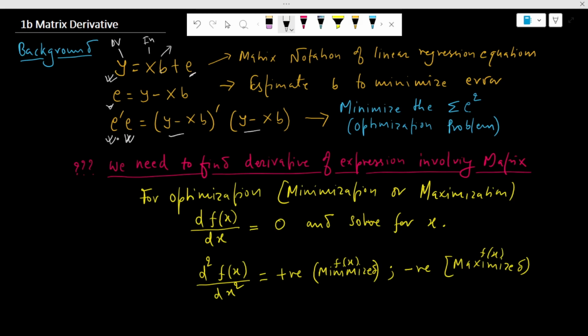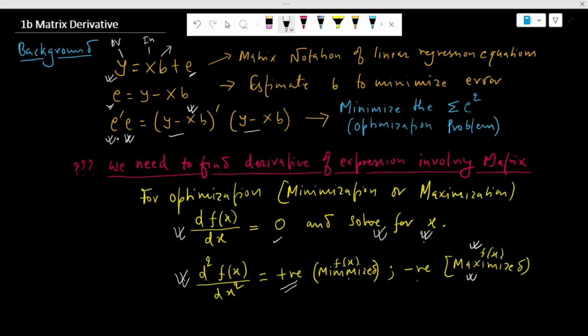And for the optimization problem, in this particular case minimization of the sum of the square of the errors, we need to follow these procedures. First of all, we calculate the first order derivative, set it to 0 and calculate the value of x, and then we calculate the second order derivative. If the second order derivative is positive, then we conclude that the function is minimized by this value of x, and if the second order derivative is negative, then we conclude that the function is maximized by the value of x attained when we set the first order derivative to 0.